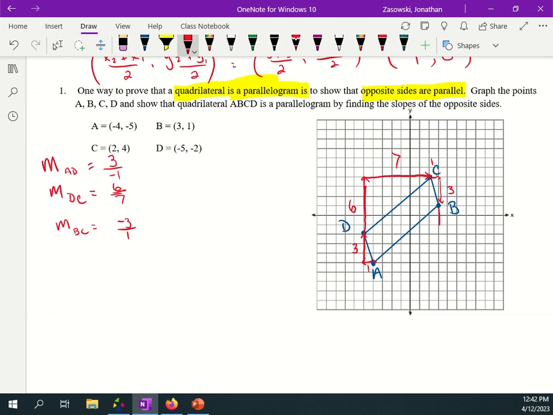And then the last one we got was to go from A to B. So we were going right and then up. Still the same thing, correct? And then still 6 over 7.